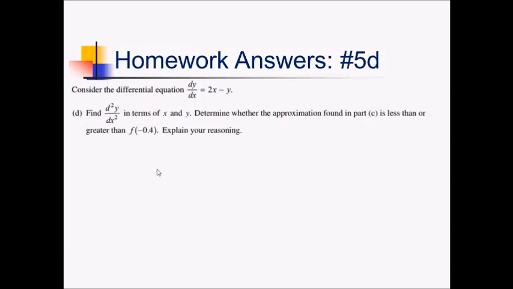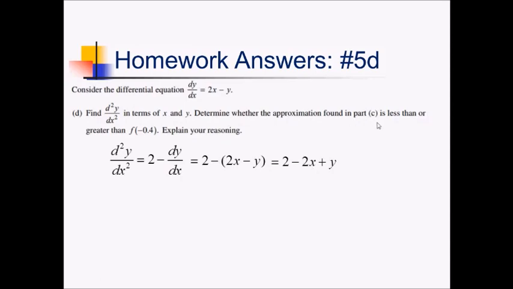For this last problem part, they want us to find the second derivative in terms of x and y, and then determine whether our approximation was under or over the true value of f of -0.4. All right, so first our second derivative. We're going to have d squared y over dx squared equals 2 minus dy over dx. But they said they want it in terms of x and y, so this dy over dx here has to go. We're going to substitute it out for 2x minus y, which is what it equals. And then we could simplify that to 2 minus 2x plus y.